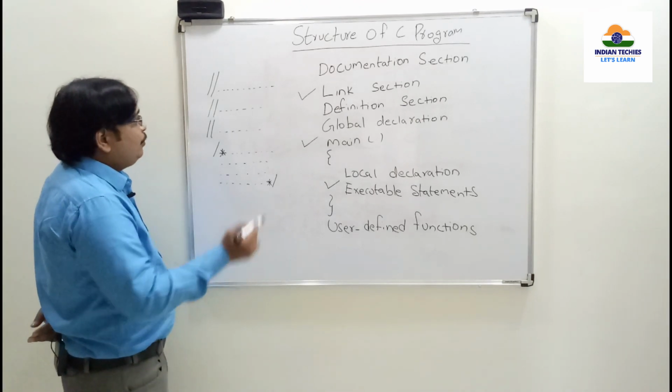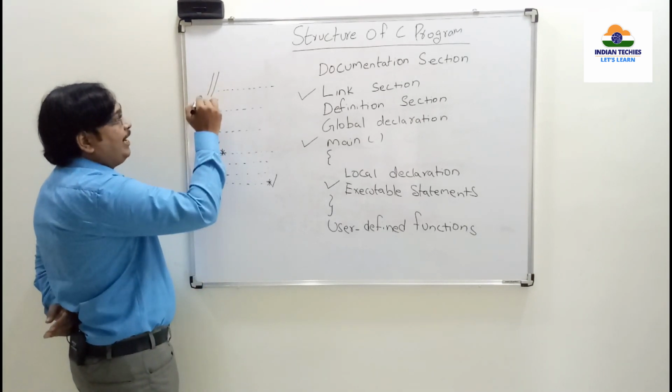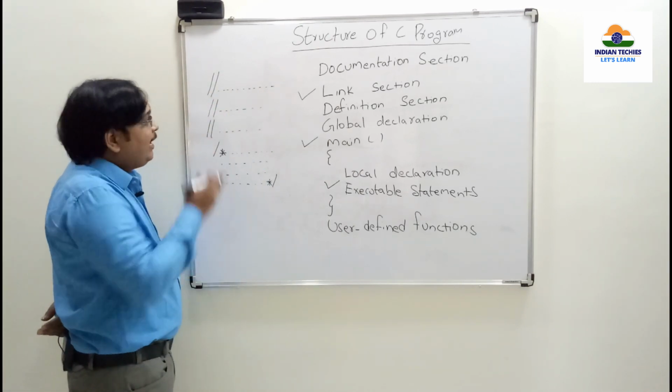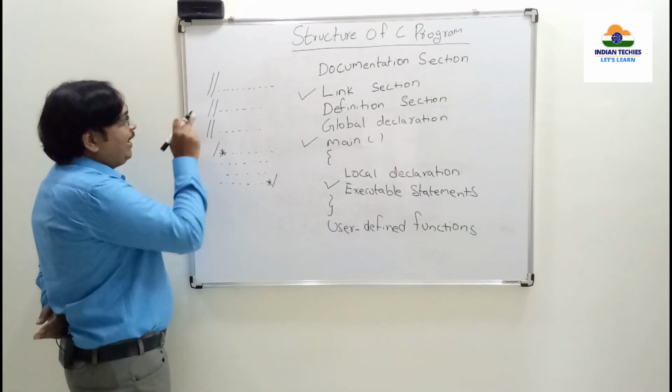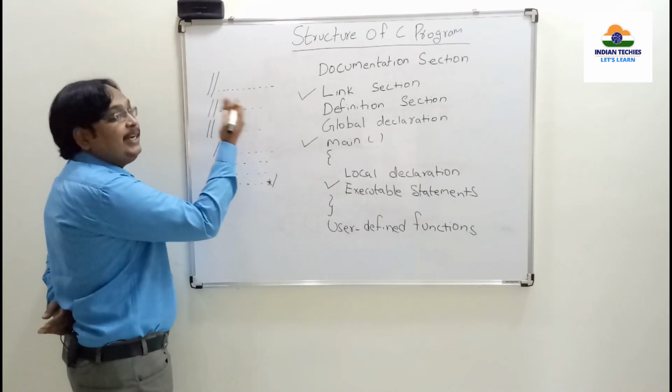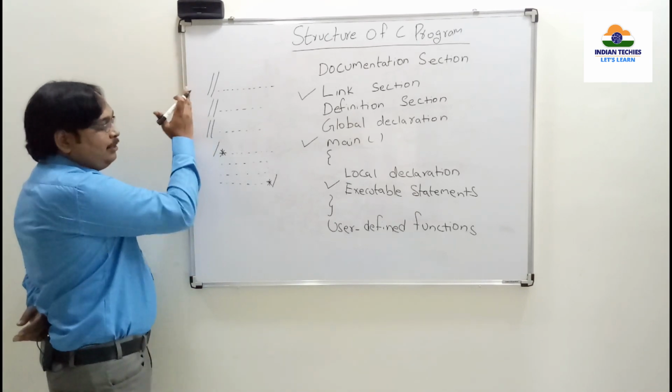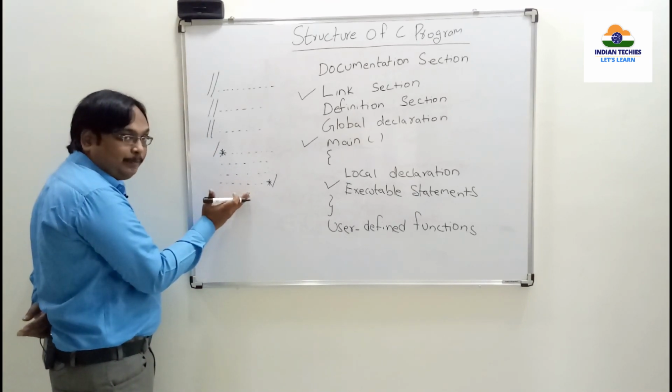Okay, but when you go here, whenever the compiler identifies two forward slashes, it just skips that line and jumps to the next line. Again, it is finding two forward slashes, so again it will skip that line. So this is single line comments, this is multiple line comments.